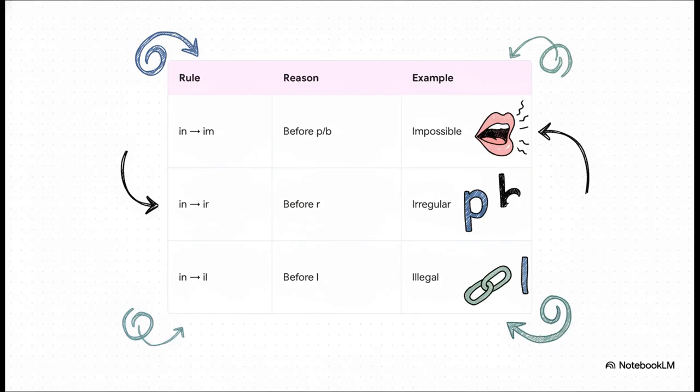It's biology. That same in prefix changes to ir before an R, giving us irregular, and to il before an L, creating illegal. Once you understand assimilation, you will literally never second-guess a double consonant again.